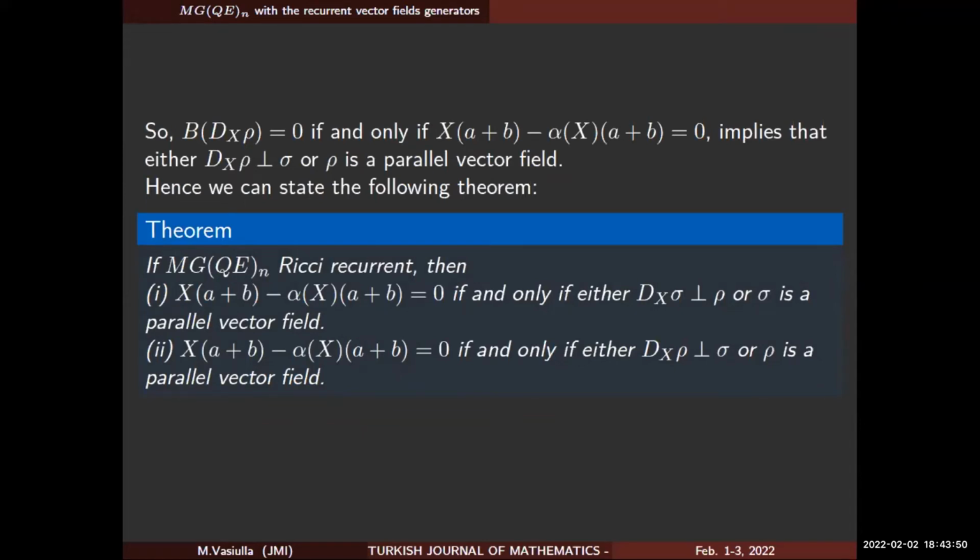If a mixed generalized quasi-Einstein manifold is recurrent, then x a plus b minus alpha x a plus b equal to 0 if and only if either dx sigma is perpendicular to rho or sigma is a parallel vector field. And second, x a plus b minus alpha x a plus b equal to 0 if and only if either dx rho is perpendicular to sigma or rho is a parallel vector field.